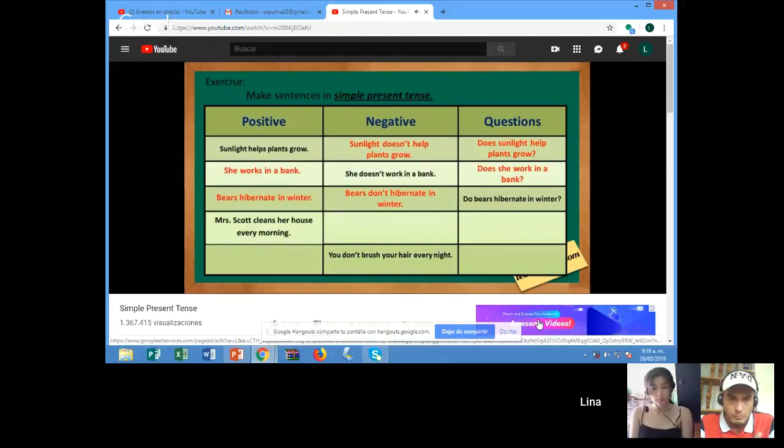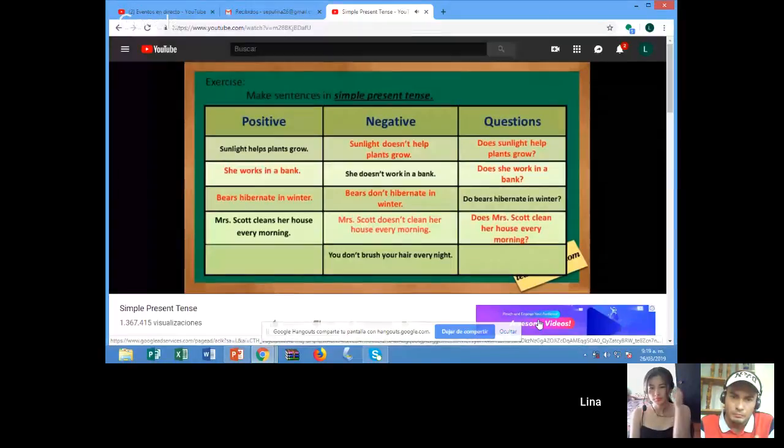The fourth one: Mrs. Scott cleans her house every morning. The negative statement should be Mrs. Scott doesn't clean her house every morning. And the question is, does Mrs. Scott clean her house every morning? And the last one: You don't brush your hair every night. The positive statement should be, you brush your hair every night. And the question should be, do you brush your hair every night?